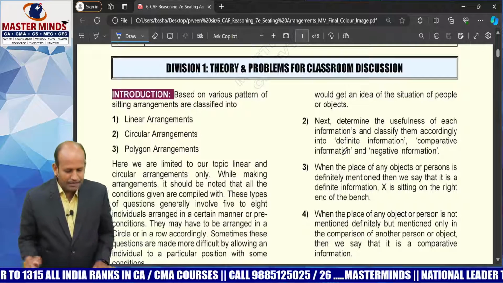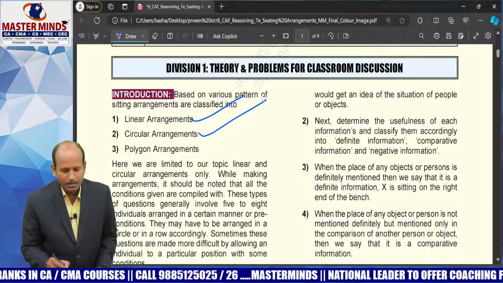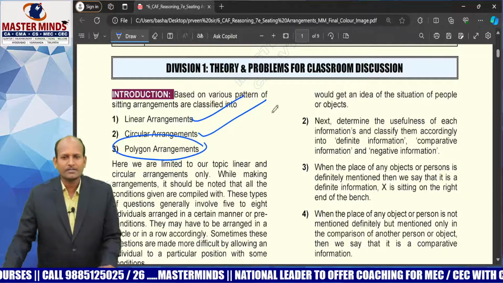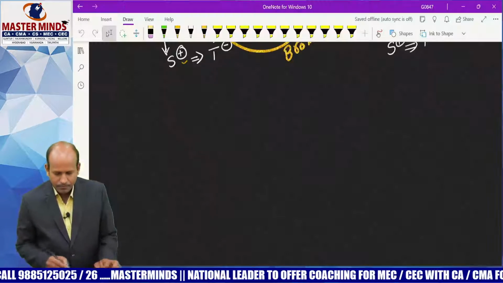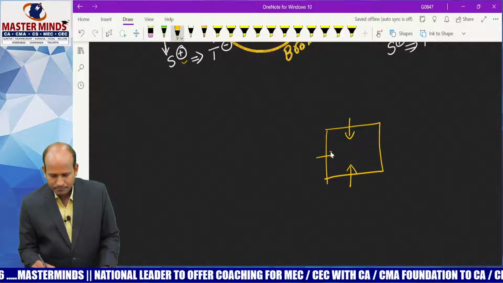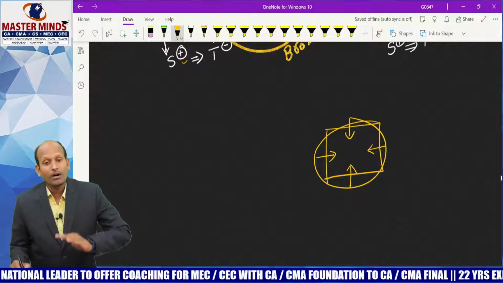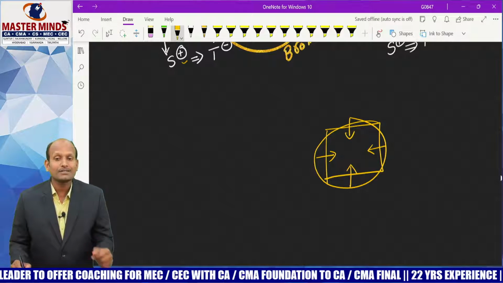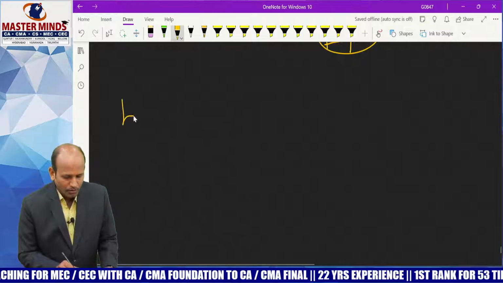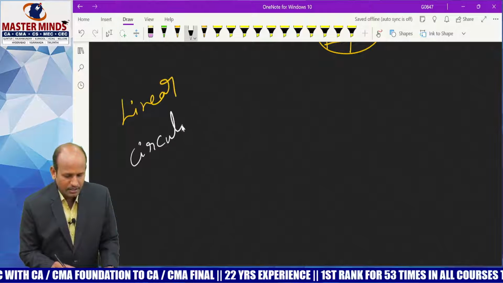Basically in seating arrangement we have three types. One is linear seating arrangement, one is circular seating arrangement, and the third one is polygon. But all these polygons we can define with a circular arrangement itself. That means if they give any square with 4 members, instead of a square you can draw the circle also. All the polygon seating arrangements you can represent with the circle also. That's why we have only two models: one is linear seating arrangement, one is circular seating arrangement.